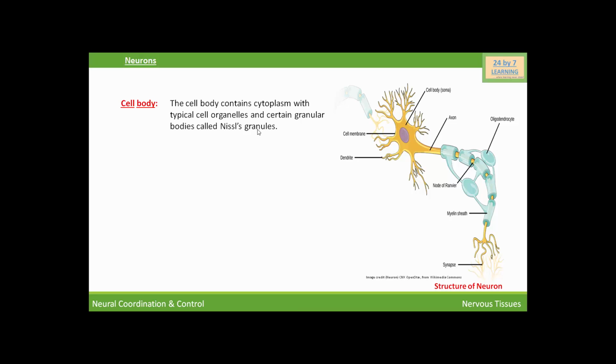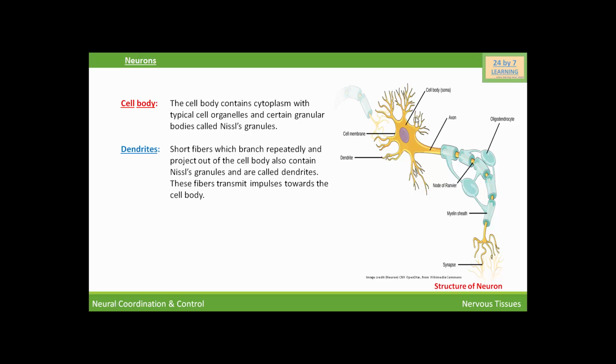The next structures found in neurons are dendrites. These short fiber-like branches are called dendrites. Short fibers which branch repeatedly and project out of the cell body, and also contain Nissl granules, are called dendrites.